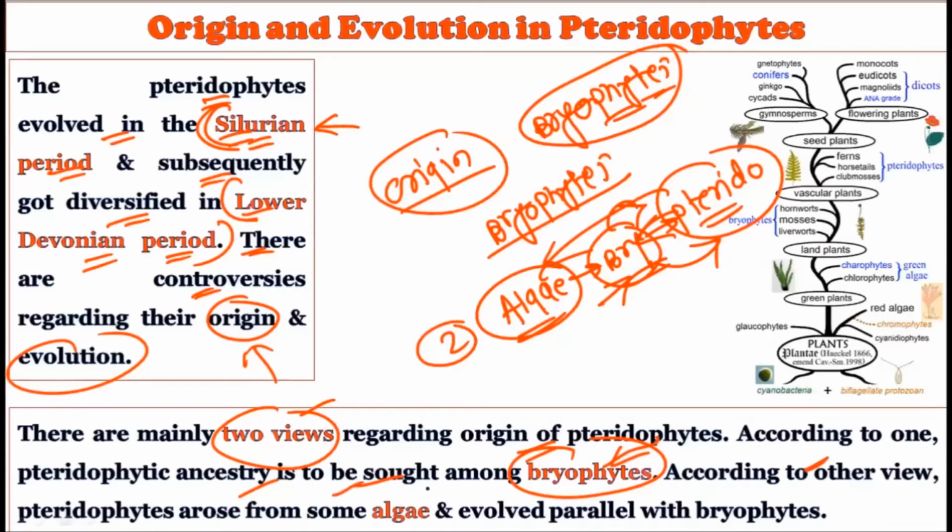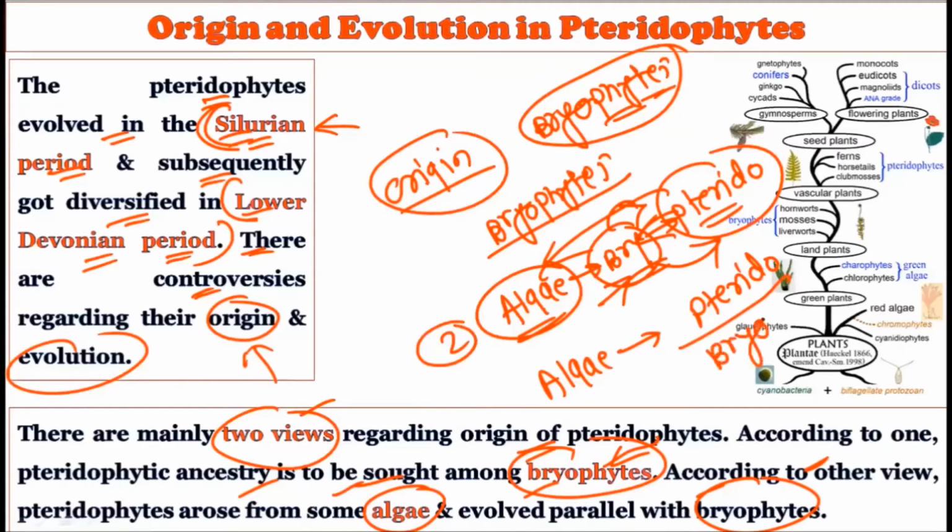According to the second view, the pteridophytes arose from the algae and evolved parallel with the Bryophytes. This is very important. See what they are saying: the pteridophytes were directly evolved from the algae, and they evolved parallelly with the Bryophytes. The viewpoint of this hypothesis is that the algae gave rise to the Bryophytes as well as the pteridophytes on parallel lines. That means some algal organisms got converted into Bryophytes and some into pteridophytes. That is, parallel evolution occurred between the Bryophytes and the pteridophytes. They co-evolved, they evolved together from the algae. This is the second viewpoint.